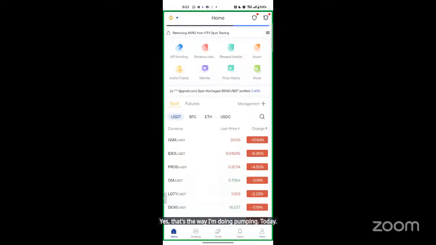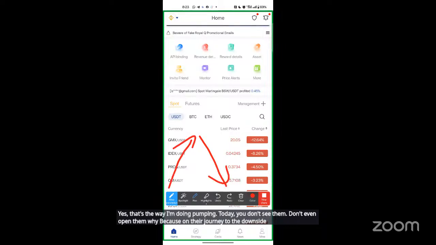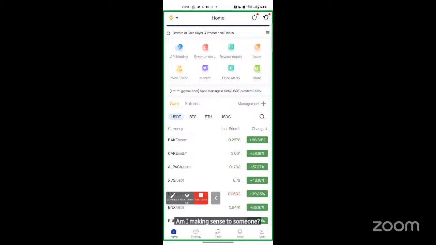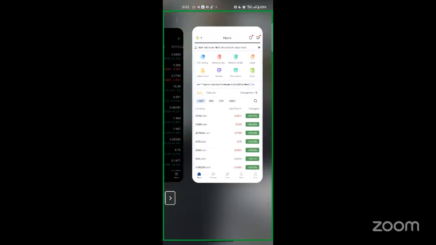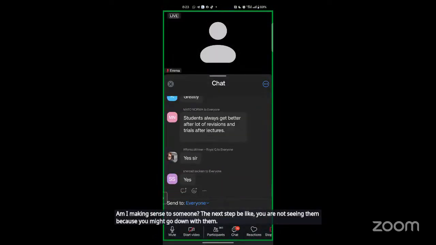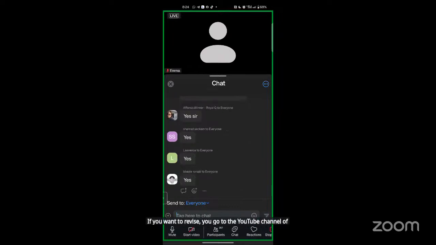Don't even open them. Why? Because on their journey to the downside, they were going up. Am I making sense to someone? The next day, be like you are not seeing them because you might go down with them. Easy. If you want to revise, you go to the YouTube channel of Crypto Ambassadors.